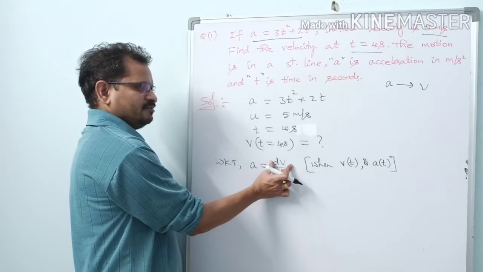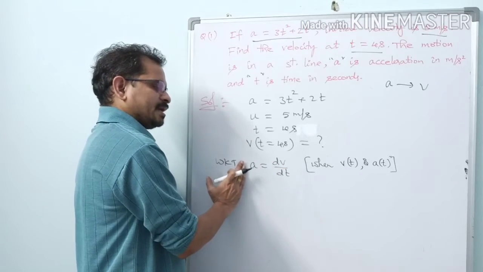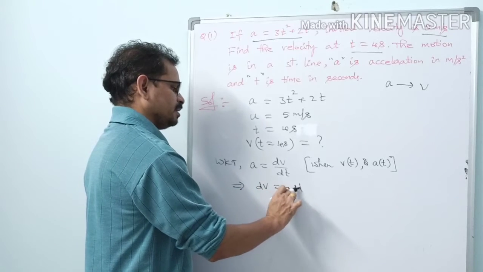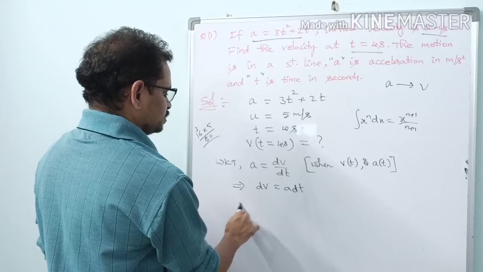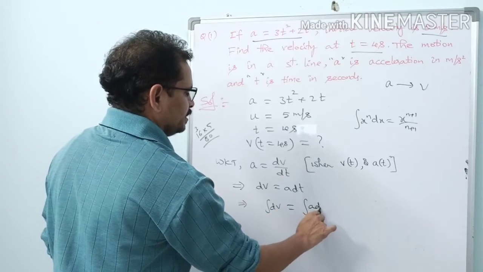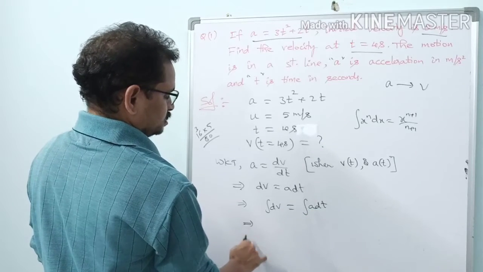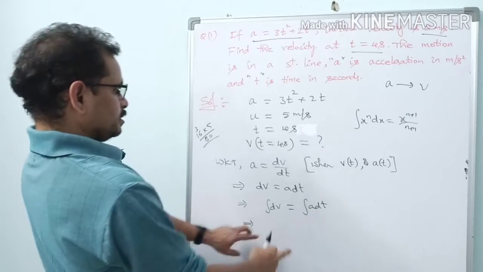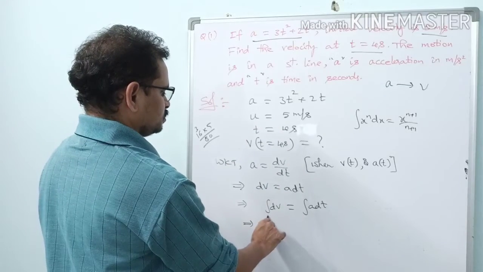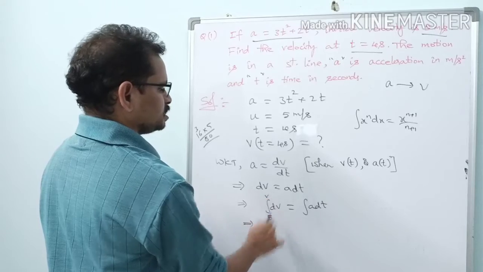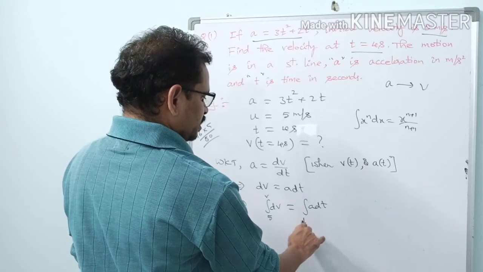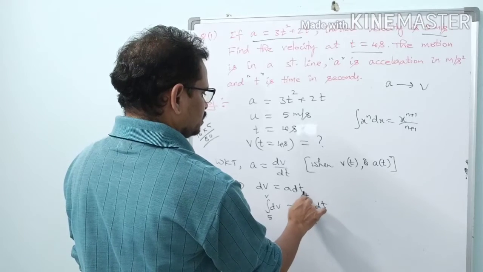So let us take this dv term to one side and the remaining terms to the other side. This implies dv equals how much? dv equal to a dt. So this implies integral dv equal to integral a dt. In the integral of dv, v varies from what to what here? Initial velocity is 5, no? So the lower limit is 5, the upper limit is some v, since we don't know. And here time t equal to 0 to some t.